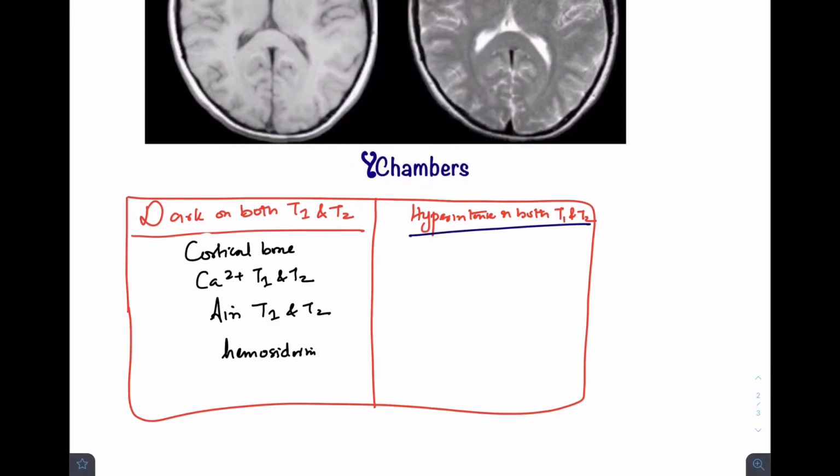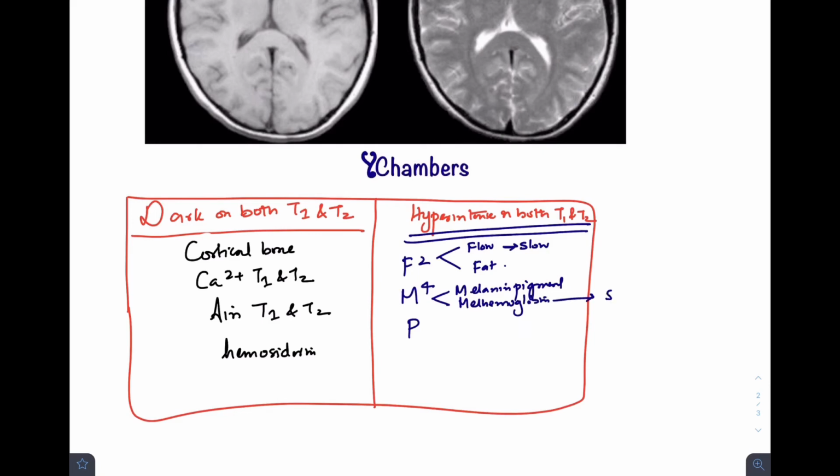So what is hyperintense on both T1 and T2? That is white, bright. I remember it as F squared M raised to the power 4 and P. So F squared stands for flow, which is slow. Second F stands for fatty tissue or fat. First M is melanin pigment. Second M stands for methemoglobin, and you remember the methemoglobin is seen in subacute hemorrhage.